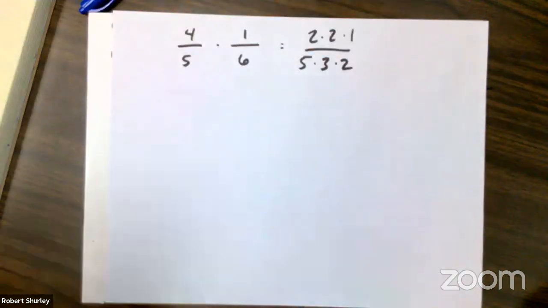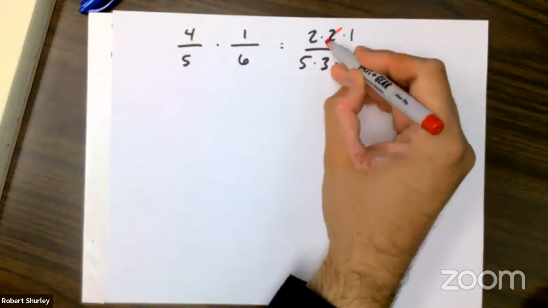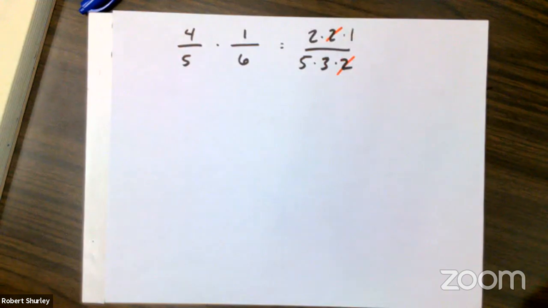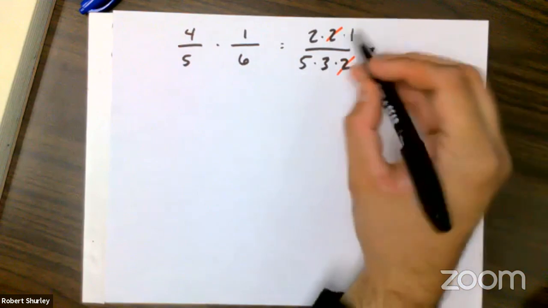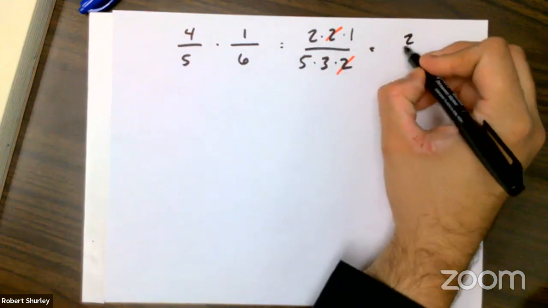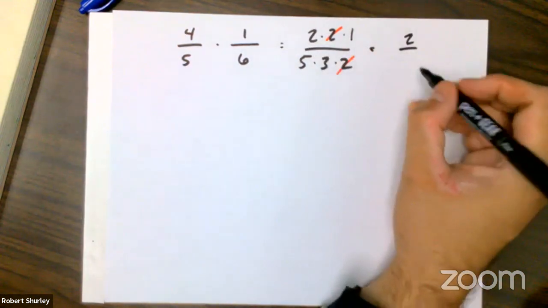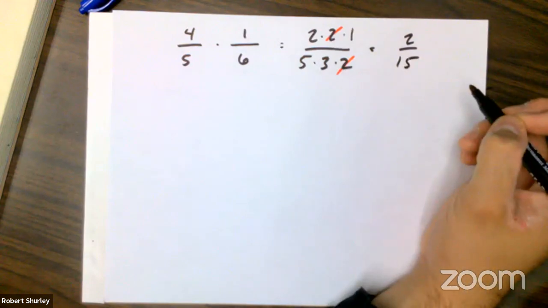And then just like before, we're going to cancel what has a common factor. Those 2's cancel, right? I can't cancel anything else out because nothing pairs up. So the top becomes 2 times 1, that's just 2. And on the bottom, we have 5 times 3, which is 15.